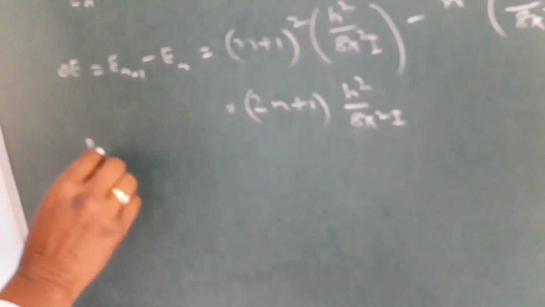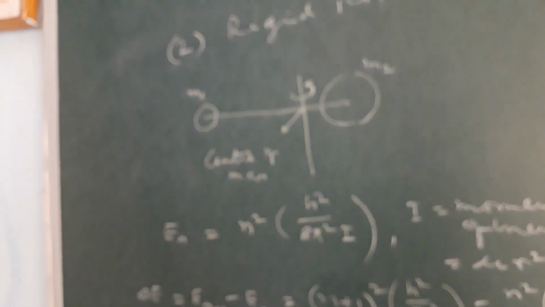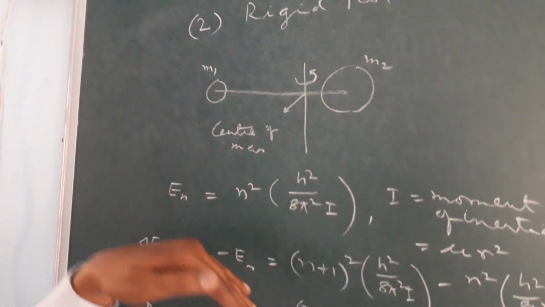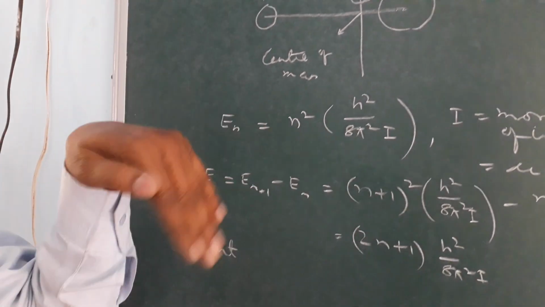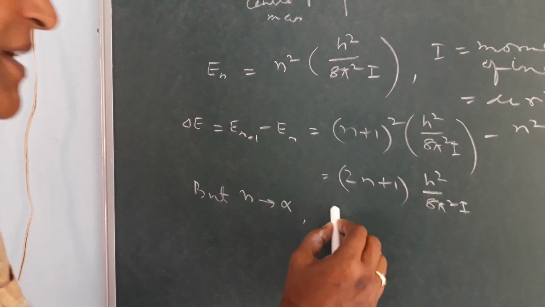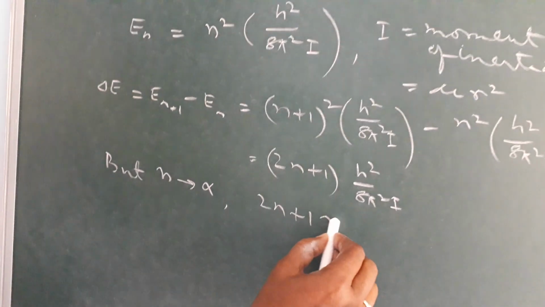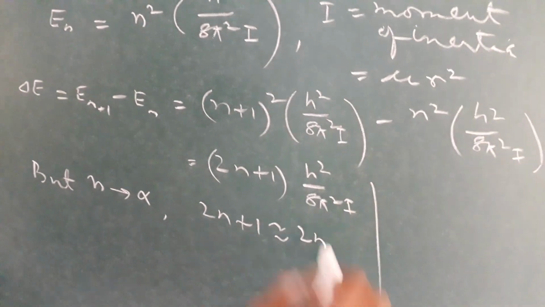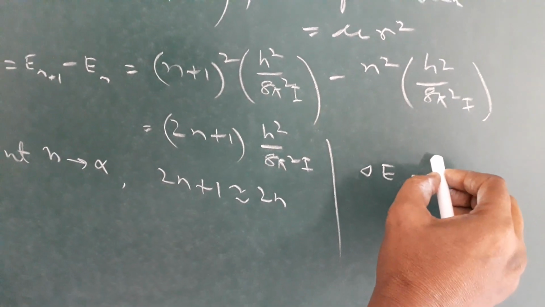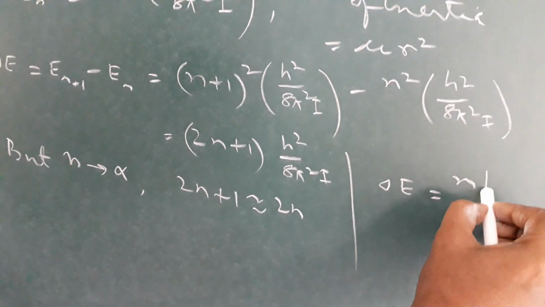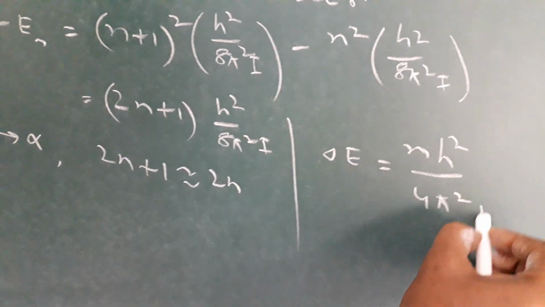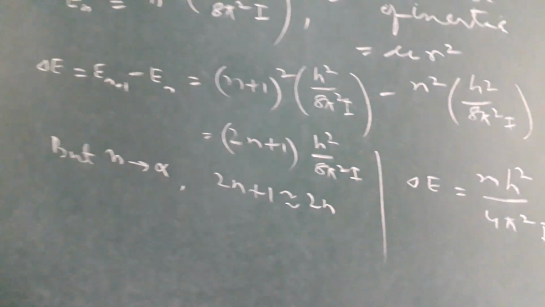But the condition for Bohr's correspondence principle is that the quantum number describing the system must be very high, meaning n tends to infinity, and in that case twice n plus 1 is almost equal to twice n. So delta E becomes twice n, that is n h square, divided by 4 pi square I, as 2 will be cancelled.